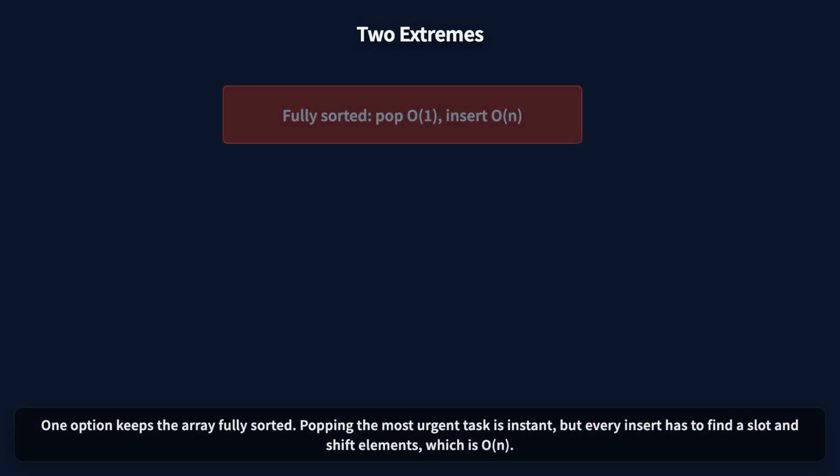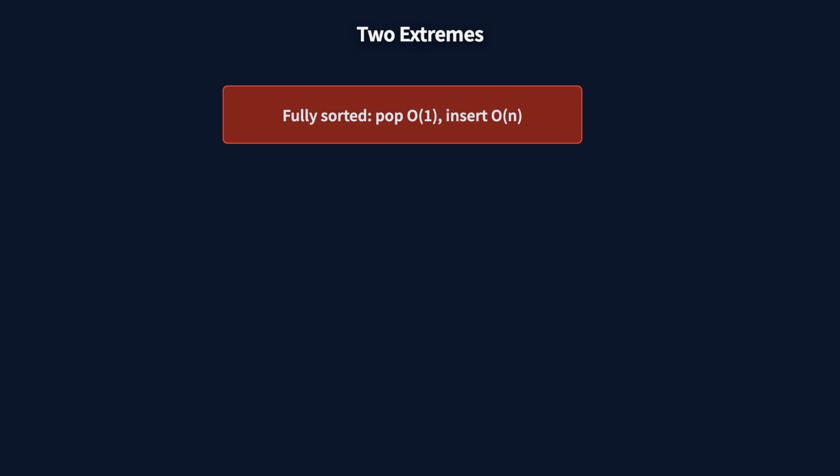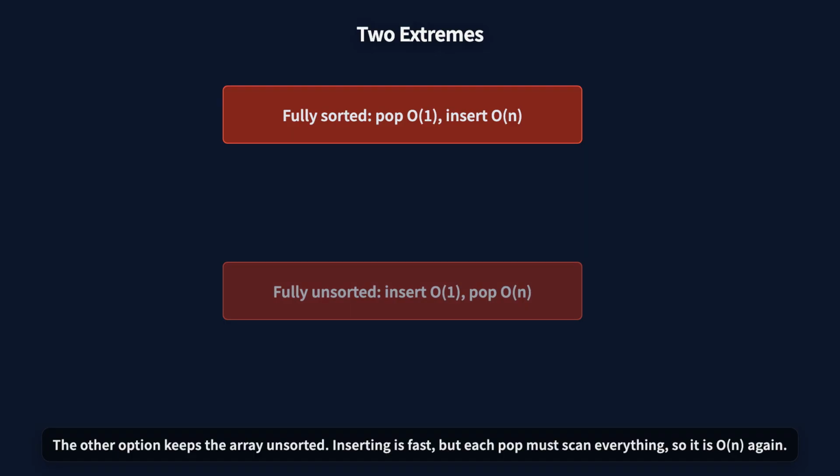One option keeps the array fully sorted. Popping the most urgent task is instant, but every insert has to find a slot and shift elements, which is big O of n. The other option keeps the array unsorted. Inserting is fast, but each pop must scan everything, so it is big O of n again.